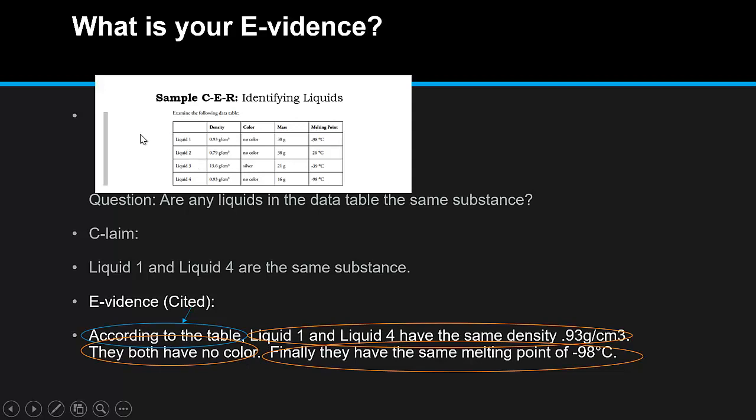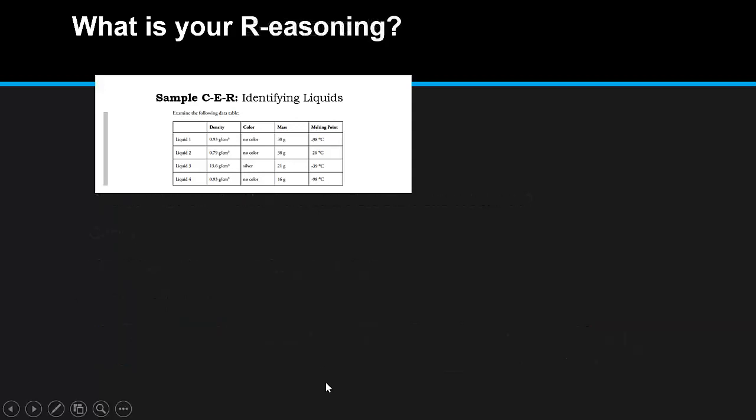Our evidence is, according to the table, that's our cite, liquid 1 and liquid 4 have the same density, 0.93 grams per centimeter cubed. They both have no color. And finally, they have the same melting point of negative 98 degrees Celsius. Okay, so we've cited, according to the table, we've listed 1, 2, 3 pieces of evidence. So what's our reasoning?